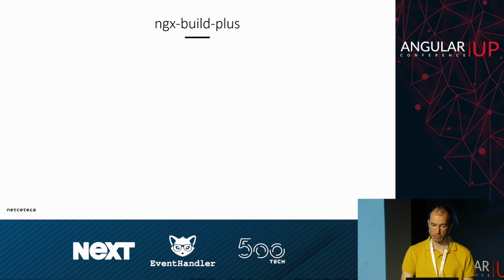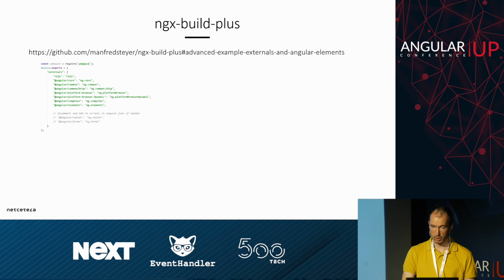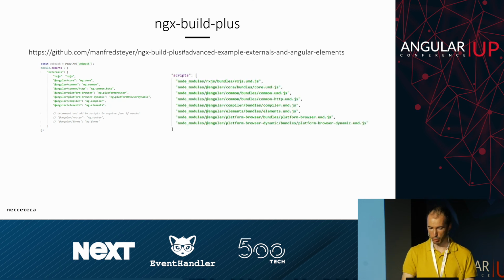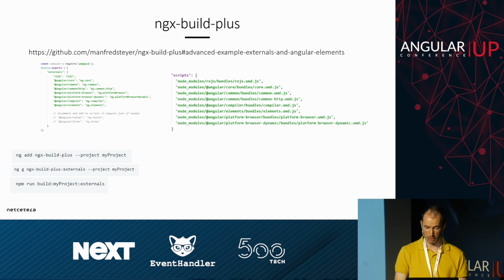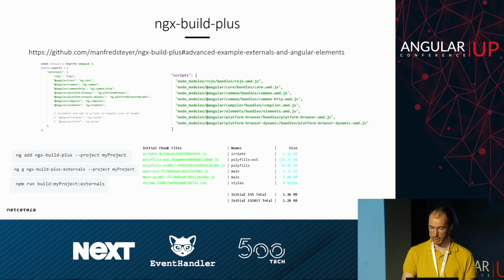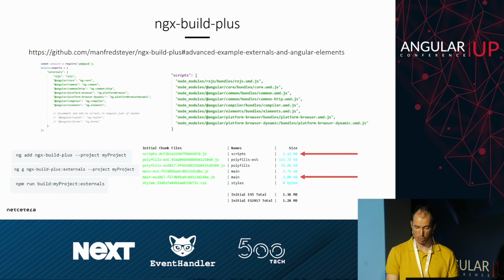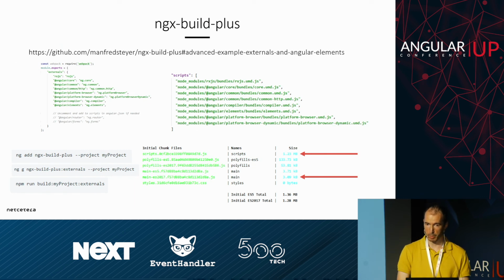There are some alternatives, for example, Manfred's contribution of NGX Build Plus. So what this does is that it creates an externals goal, and basically all the common runtime from Angular is extracted and put directly into the scripts array in angular.json. Here you have like the three most important things: how to add the extension, how to create the externals goal, and how to run it. The result from this, as we see now, the main bundle is tiny, but on the other hand, the scripts bundle is a bit bigger because there is no possibility to insert tree shaking in between.